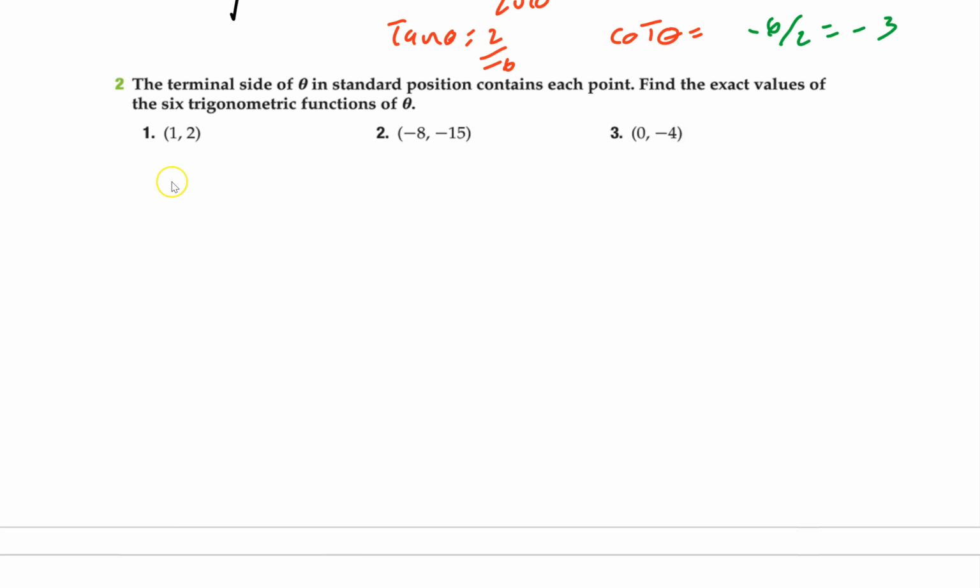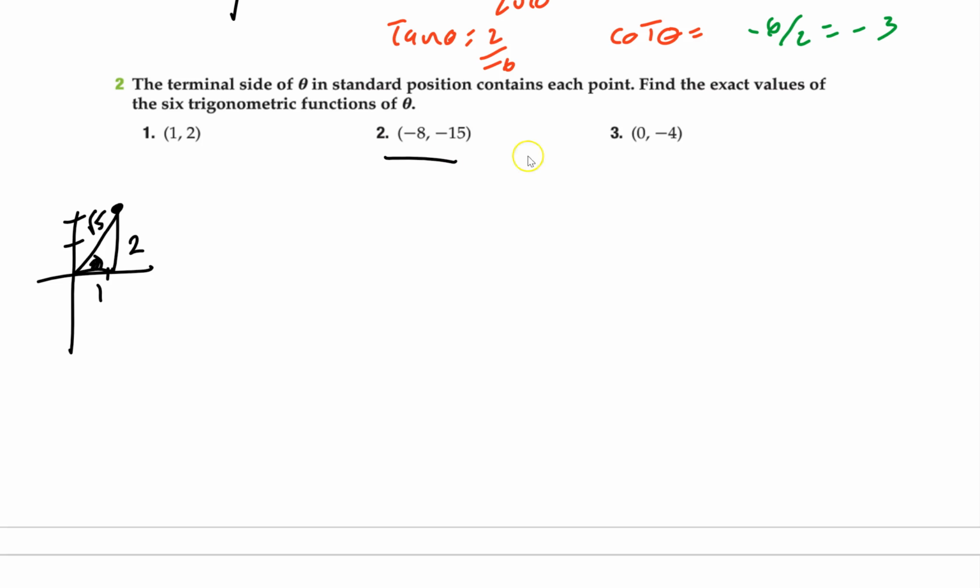So this first one here, 1, 2. Let me draw where 1, 2 is. Here's 1, and 2. So it's right there. Then we go straight down and make a triangle with the origin. This is the angle we're talking about. Notice we went over 1 and up 2. If I wanted to find the hypotenuse, a squared plus b squared equals c squared, it would be radical 5. And then you just do the 6 trig functions. It's getting a little tedious, so I'm going to skip that part.